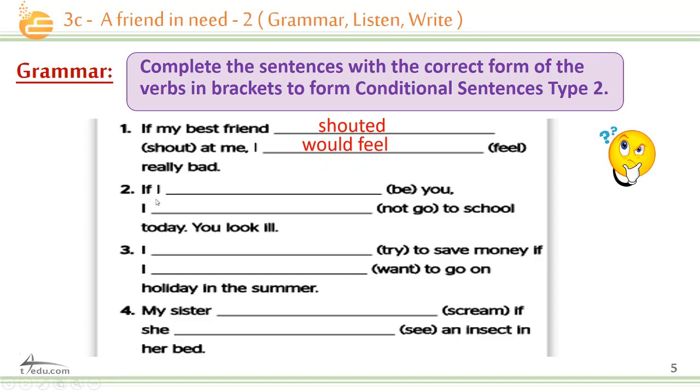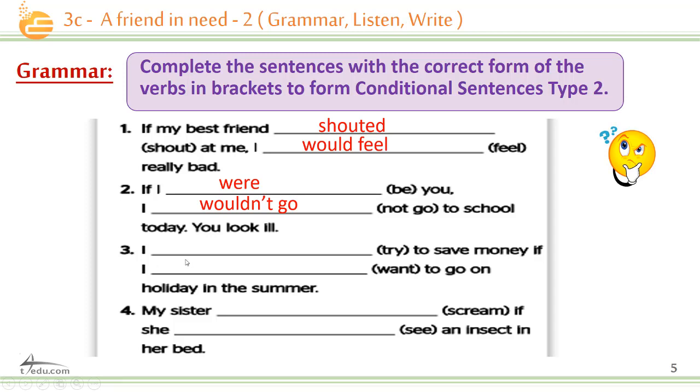Okay, number 2. If I, so the if clause will only be in the simple past. So we have be here. What is the simple past of the verb to be? Very good, were. If I were you, okay, so here not go. So we are going to add would because we have the negative form. So we are going to say, I wouldn't go to school today. You look ill because she's sick.